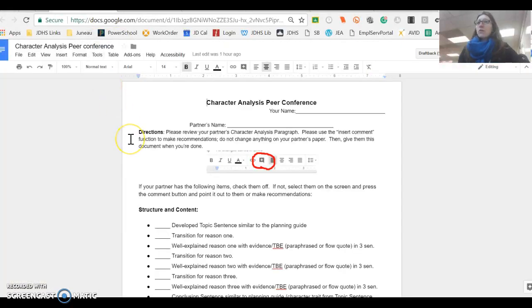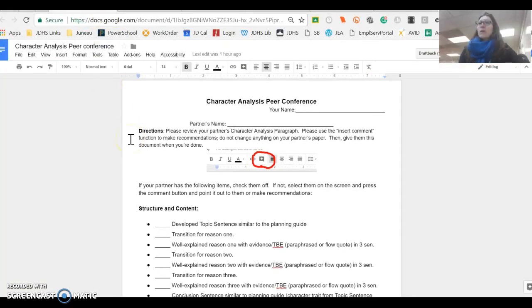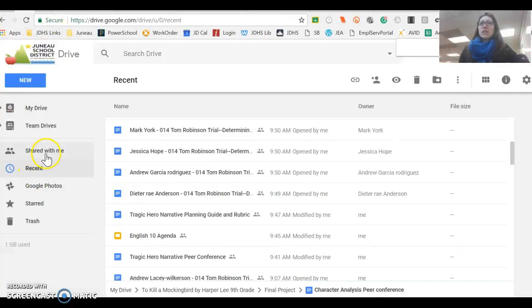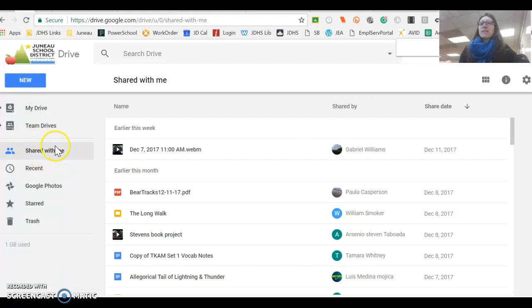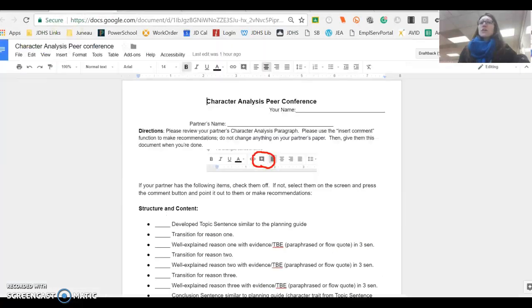Your peer conference paper will look something like this, okay? So you are going to have your partner's document up in front of you on Google Docs. They've shared it with you. In your drive, you need to make sure you click on Shared with Me to be able to find that, okay? Otherwise, then you will have this document in front of you. This will be a piece of paper, character analysis. Put your name here, your partner's name here. You're going to review your partner's character analysis paragraph. You're going to use the Insert Comment function to make recommendations. Do not actually change anything on your partner's paper. Then give them this document when you're done.